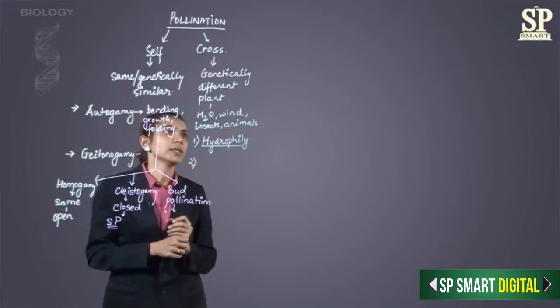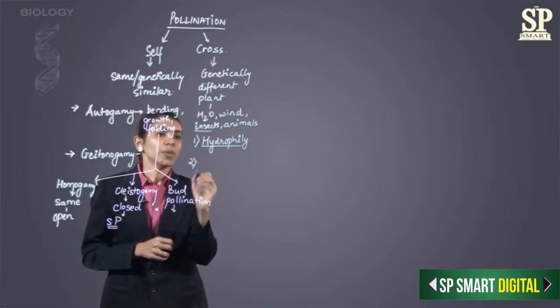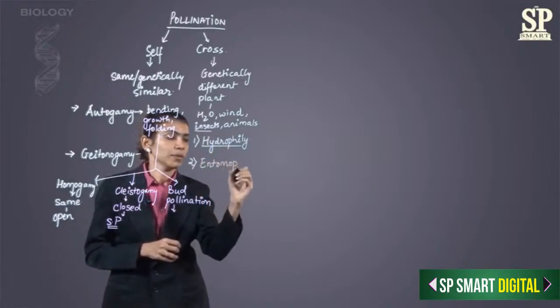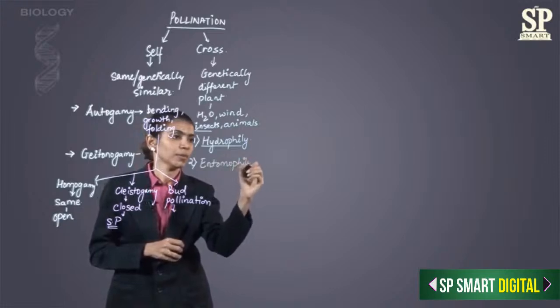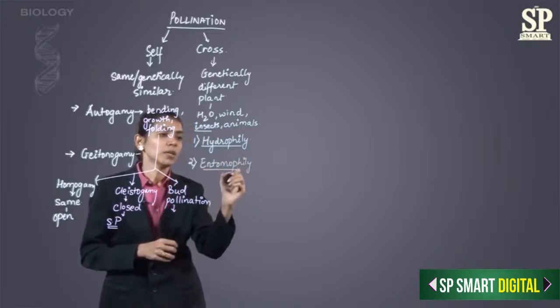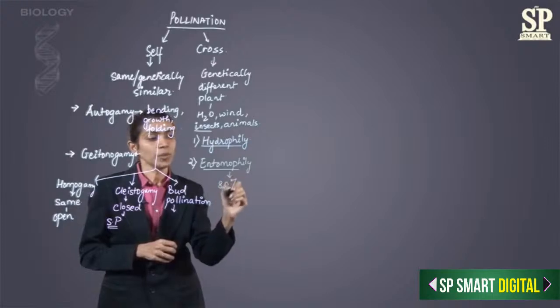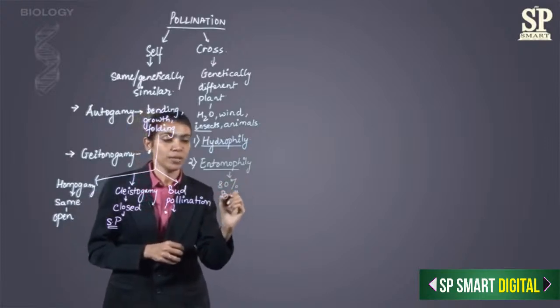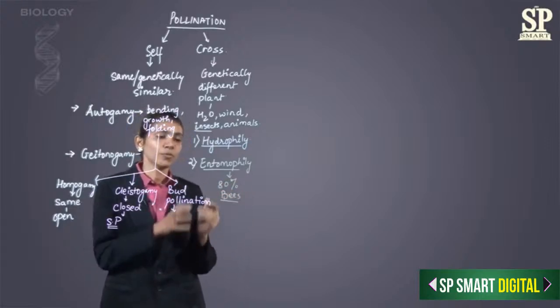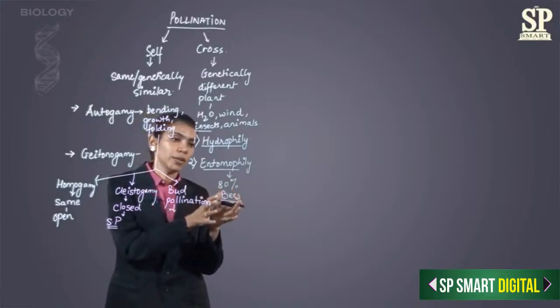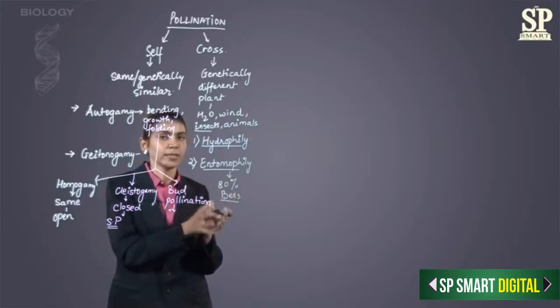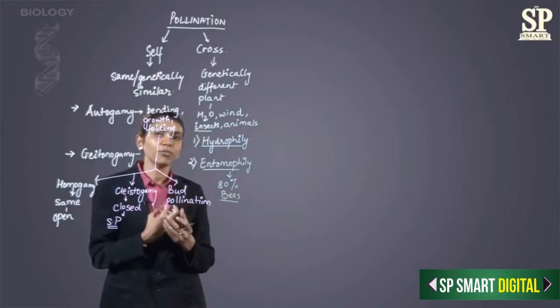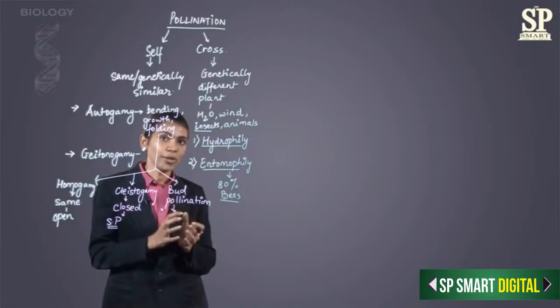Second, let us look at pollination by insects, that is called entomophily. Now here, 80% of pollination by insects is carried out by bees. Now for the plant to be pollinated by the insect, it has to be very attractively colored. So the flowers here are very attractive to look at. The fragrance is strong. A lot of nectar is produced.